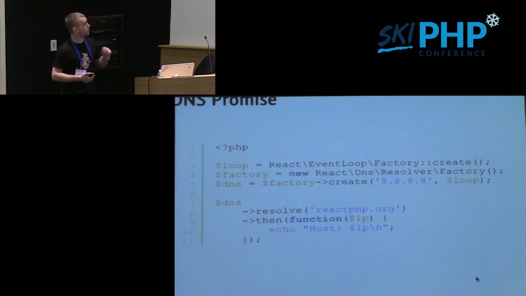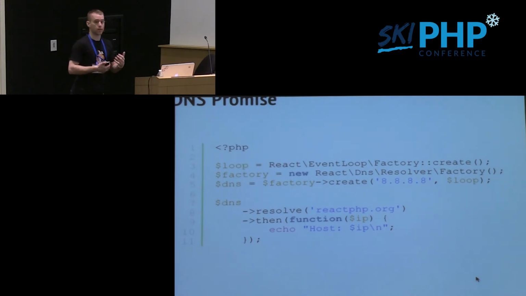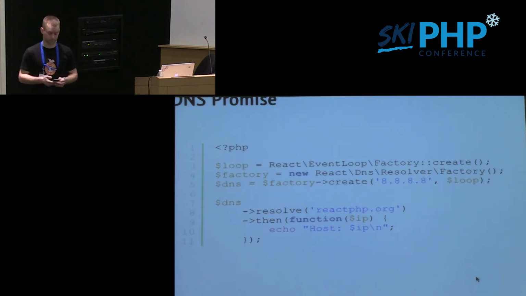So the API is you want to resolve reactphp.org, and then you are given a promise object, which is returned to you. And the promise object has a then. So when the promise has been completed, either fulfilled or rejected, we have a callback, and value is the IP address. The second parameter would be a failure.